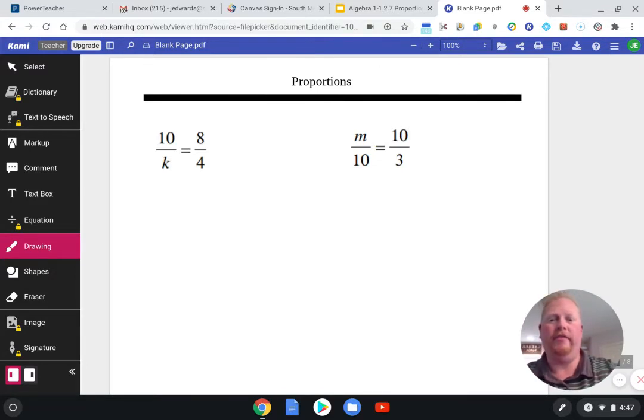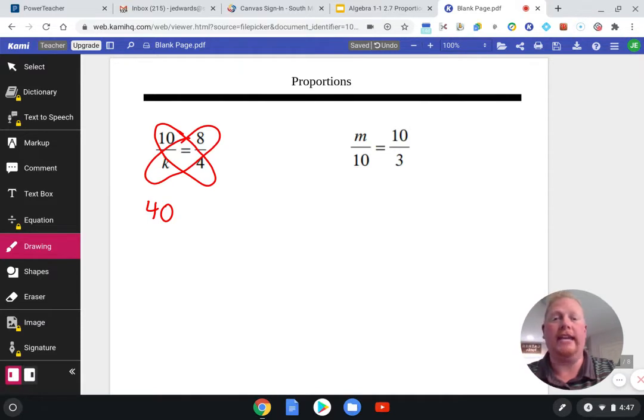If I have 10 over k equals 8 over 4, what I can do is cross-multiply. That means take the numerator from one fraction and multiply it by the denominator from the other one. So 10 times 4 is 40. And then do it the other way. 8 times k is 8k.